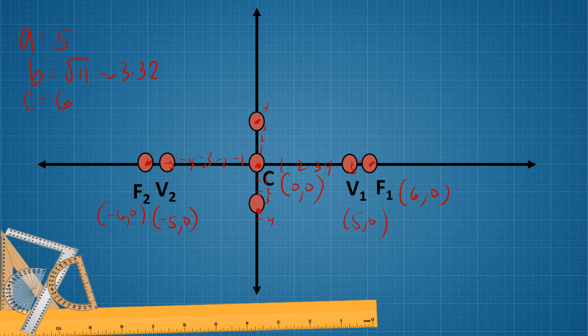Now, the next step is we're going to draw the auxiliary rectangle. After drawing the auxiliary rectangle, we're going to draw the asymptotes. To draw the asymptotes, we just simply connect, we're going to draw a broken line from this point to this point, and then from this point to this point. After drawing the asymptotes, we're going to draw the hyperbola. And that's the graph of the equation of the hyperbola.